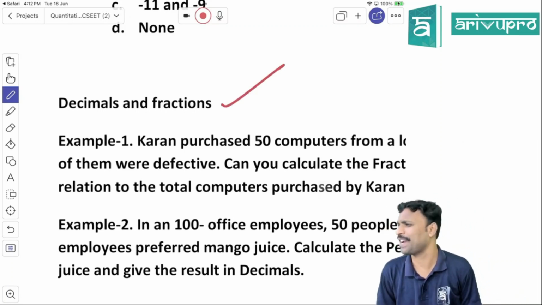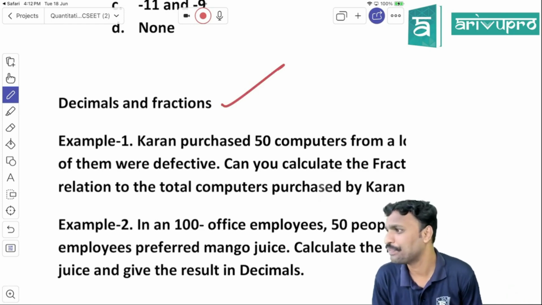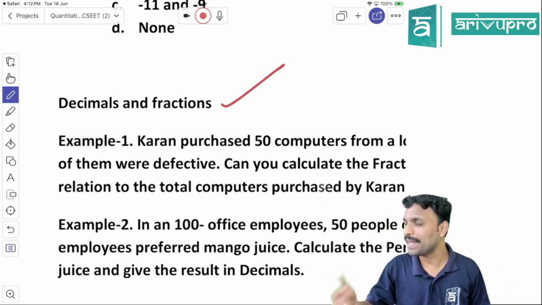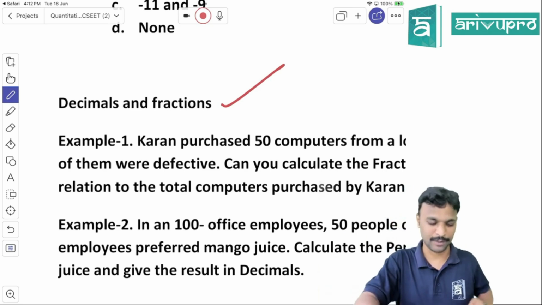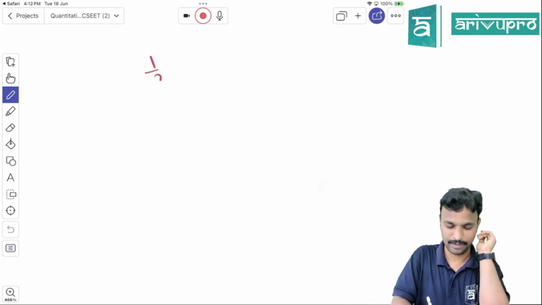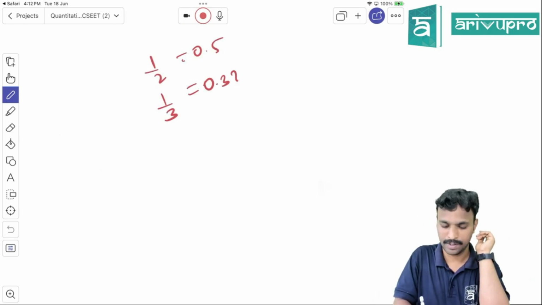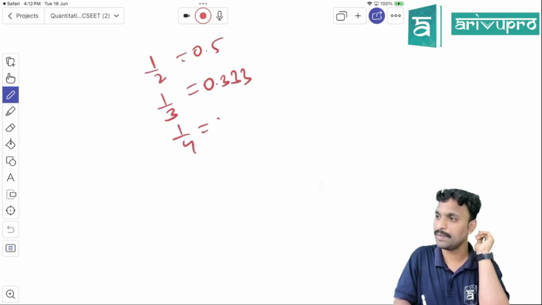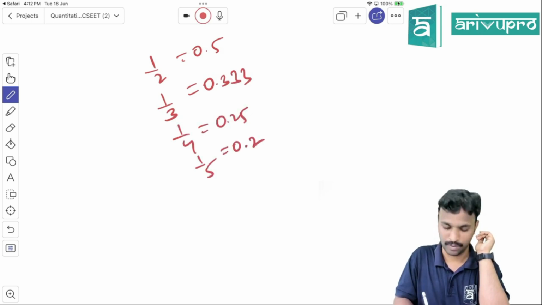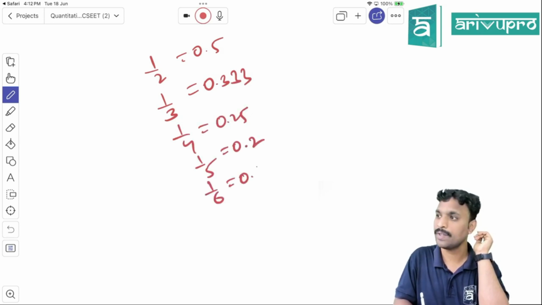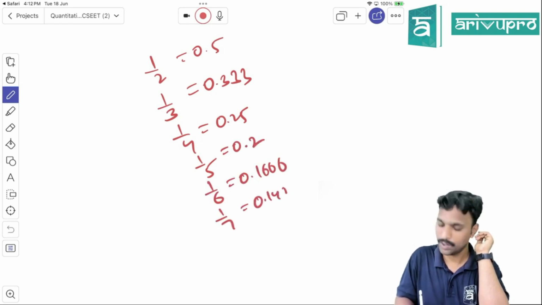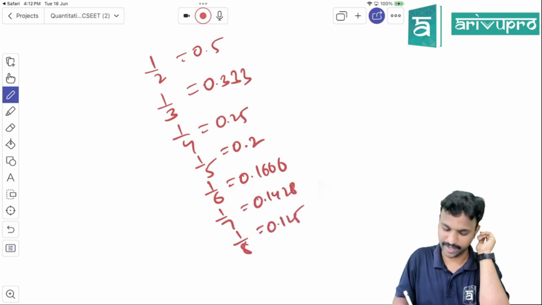Decimals and fractions I have already discussed. What is 1 by 2, 1 by 3, 1 by 4? Tell me, what is 1 by 2? What is 1 by 3? What is 1 by 4? What is 1 by 5? What is 1 by 6? Very good. What is 1 by 7? Very good. 1 by 8? Perfect.